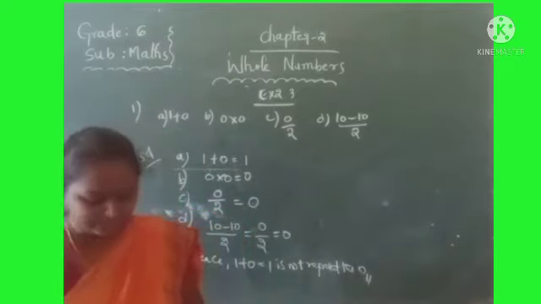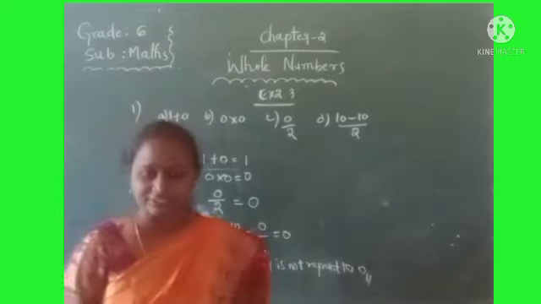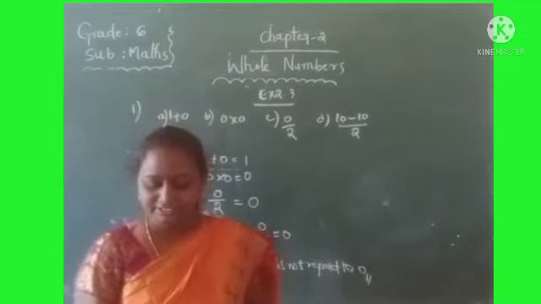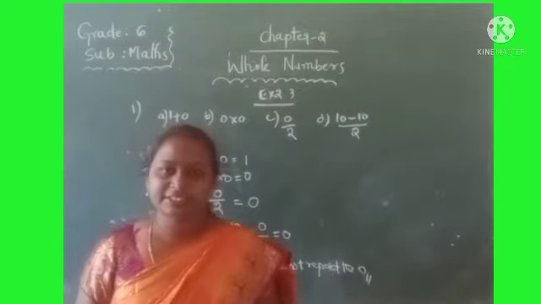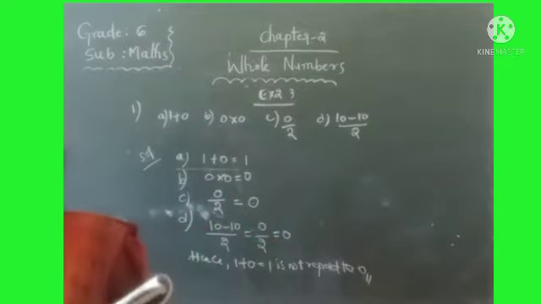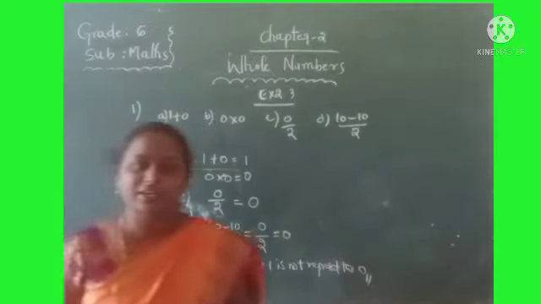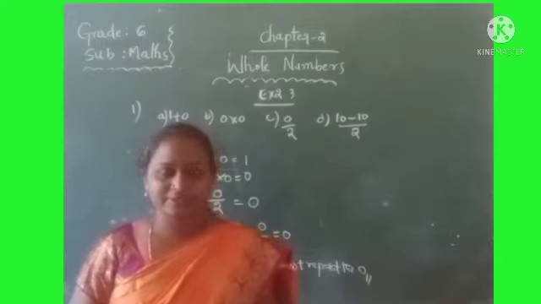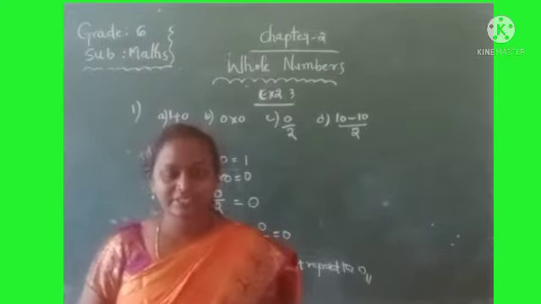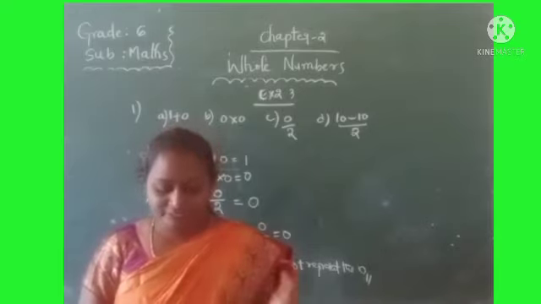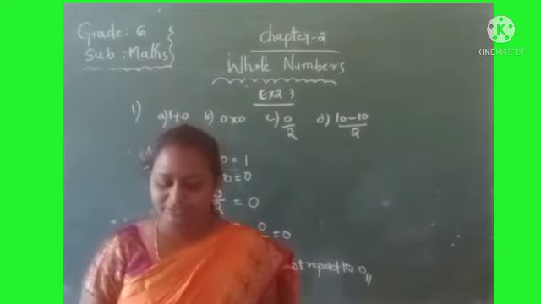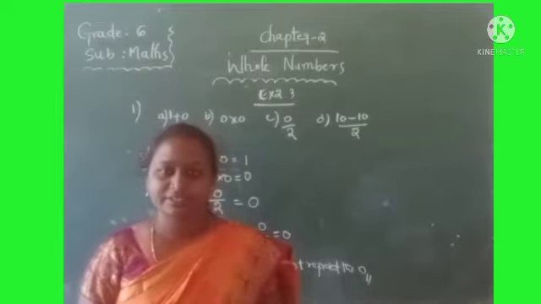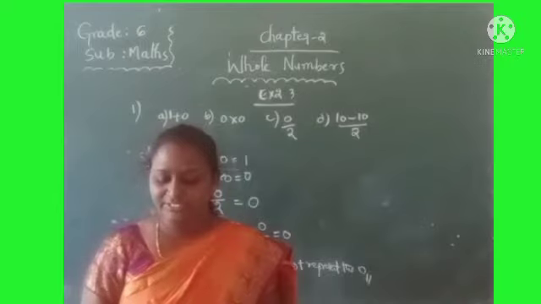Second question: if the product of two whole numbers is 0, can we say that one or both of them will be 0? Justify through examples. Here they are asking, if the product of two whole numbers is 0, take any two whole numbers whose product is 0. Can we say that one or both of them will be 0? So justify through examples is what they are asking.